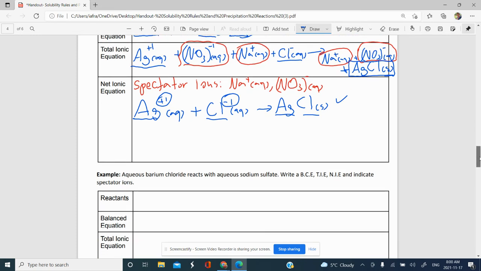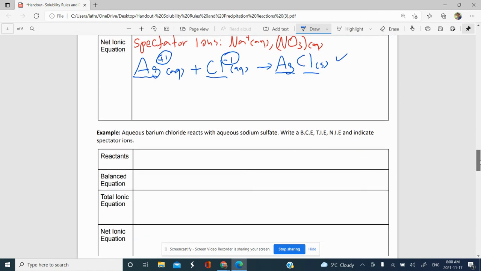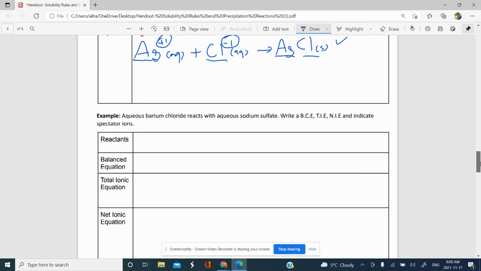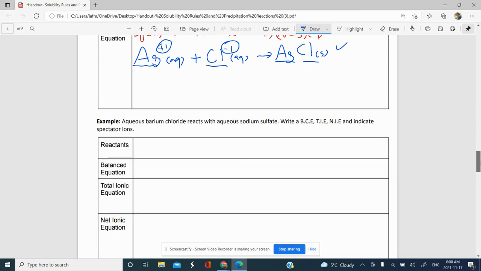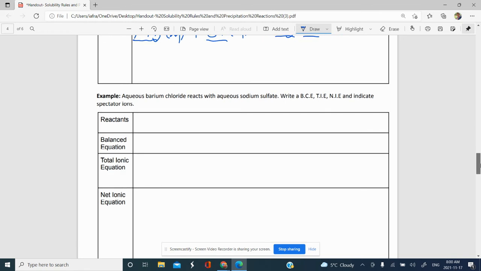So let's go try another example. What I recommend you do is you try it out yourself first, pause the video, try it yourself, and then play the video again so you can check your work. So we have aqueous barium chloride reacts with aqueous sodium sulfate. Write a balanced chemical equation, a total ionic equation, and a net ionic equation to indicate the spectator ions.